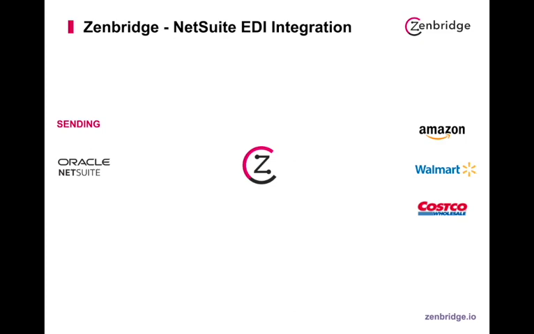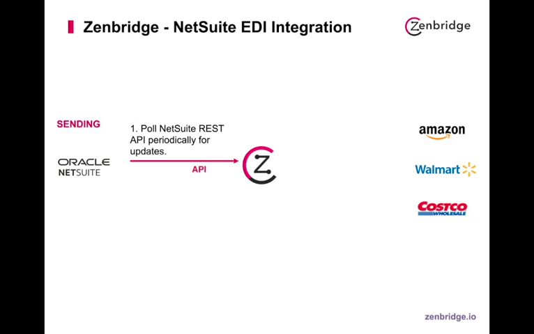This is how the integration between NetSuite and Zenbridge looks on a very high level. So we have NetSuite on the left, we have Zenbridge sitting in the middle, and then on the extreme right we have your trading partners. So when it comes to sending EDI to your partners, you could poll for events inside NetSuite, or like I suggested earlier, you can use SuiteScript to send them the data as an API call to Zenbridge. Basically, we are pulling data out of NetSuite.